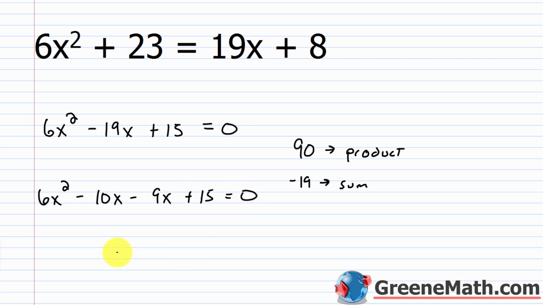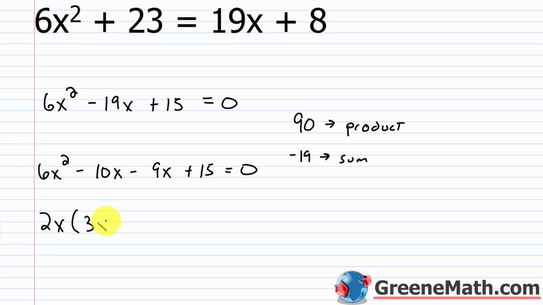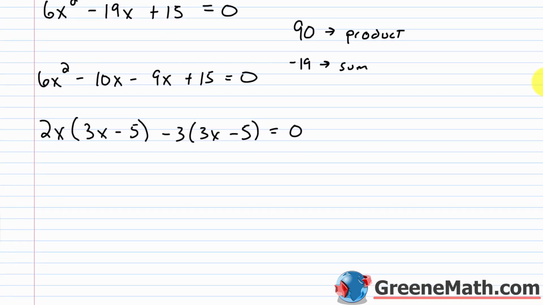So I'm going to factor this by grouping. In the first group, I can pull out a 2x. And that will leave me with 3x minus 5. In the second group, I'm going to pull out a negative 3. And that's going to leave me with 3x minus 5. So the common binomial factor is 3x minus 5. So we're going to factor that out. And so what I'll have is 3x minus 5 times 2x minus 3. And again, this equals 0.